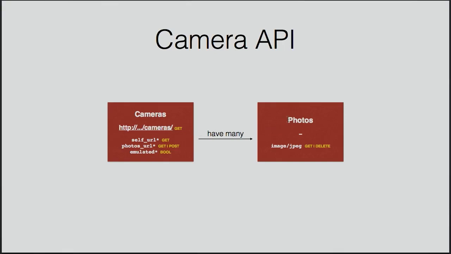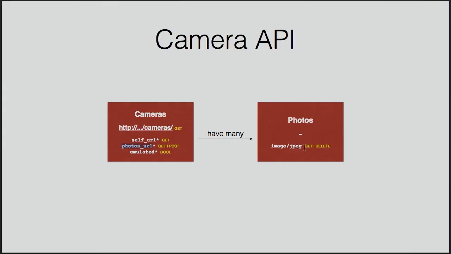So the second resource is photos. Each photo will be a resource. And I don't have a way to get photos globally. I'm only going to get collections of photos when I ask a camera and I get the photos URL for that camera. Now, photos is a little special.